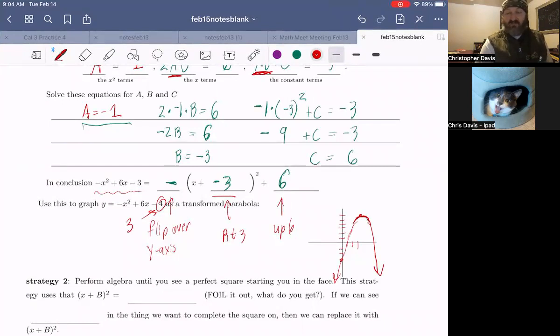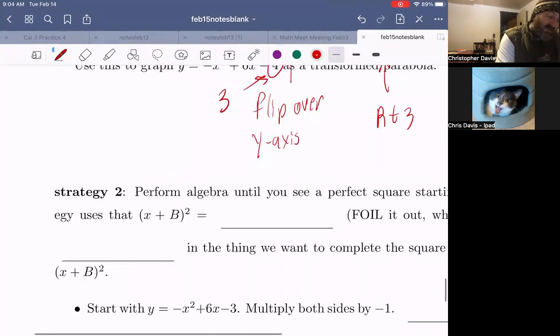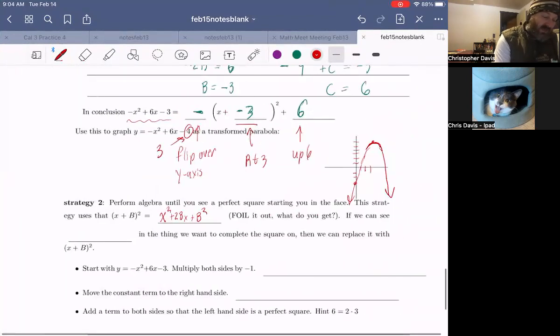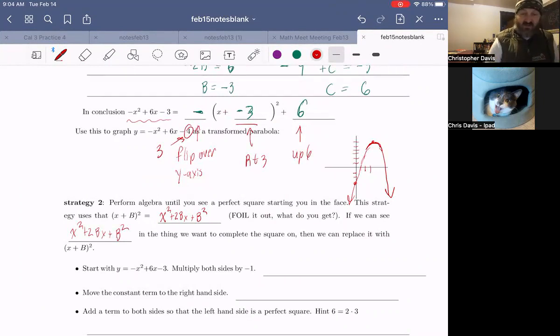Here's another way. This way might feel more artistic. You perform algebra until you see a perfect square staring you in the face. This strategy is going to use the fact that, as we saw, (x plus b) squared is equal to x squared plus 2bx plus b squared. So if you can ever see x squared plus 2bx plus b squared, then you can replace that with (x plus b) squared, and then ideally you'll be done.